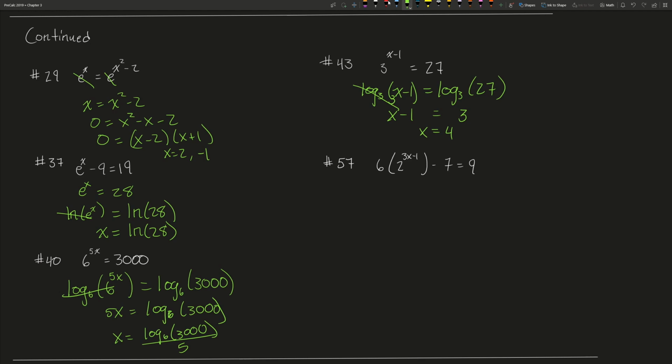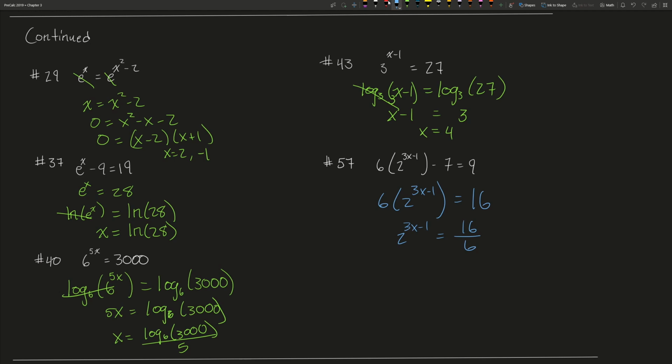And then number 57, 6 times 2 to the power of 3x minus 1, and then minus 7 is equal to 9. So first we have to do a little bit of algebra first. So if we add 7 to both sides, we get 6 times 2 to the power of 3x minus 1 is equal to 16. Then we have to divide by 6. So 2 to the power of 3x minus 1 is equal to 16 over 6.